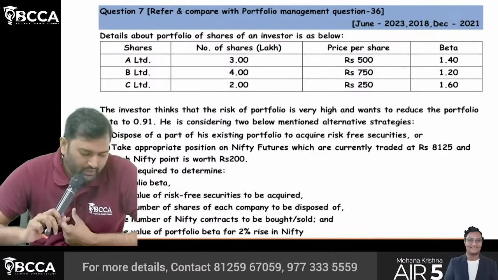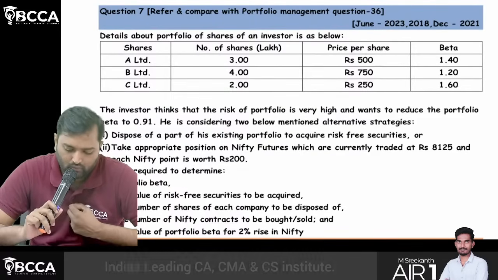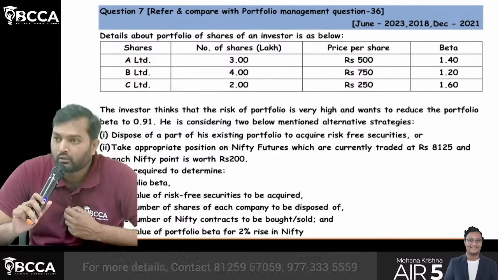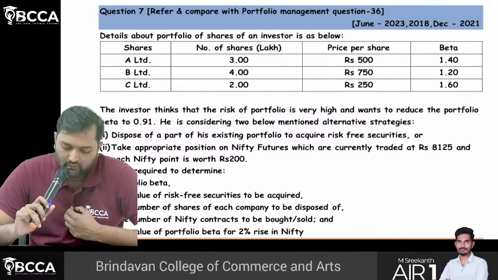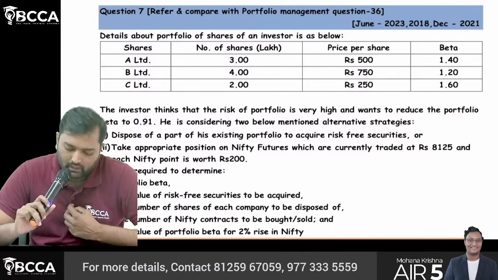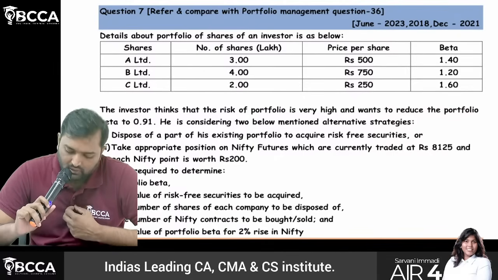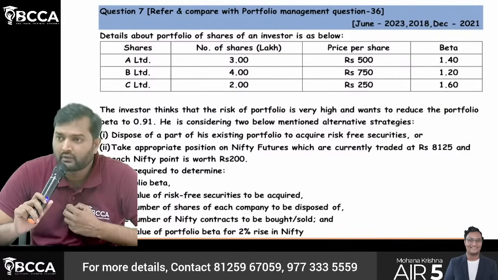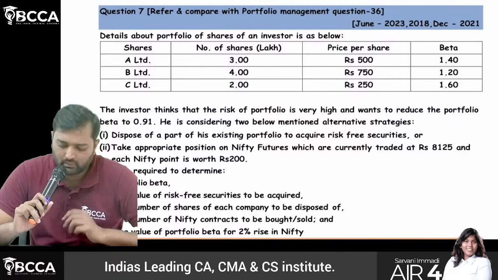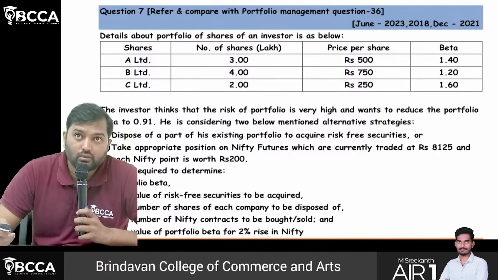Question number 7. Details about the portfolio of shares of an investor are as below. Shares A Limited, B Limited and C Limited. Number of shares 3 lakhs, 4 lakhs, 2 lakhs. Price per share and beta are given. The investor thinks that the risk of the portfolio is very high and wants to reduce the portfolio beta to 0.91. He is considering 2 alternative strategies. First strategy, disposing of part of his existing portfolio to acquire risk-free securities, or take an appropriate position on Nifty futures which are currently traded at rupees 8125, and each Nifty is worth rupees 200. Worth rupees 200 means nothing but the contract size. You are required to determine the portfolio beta. So this is a June 2025 question.